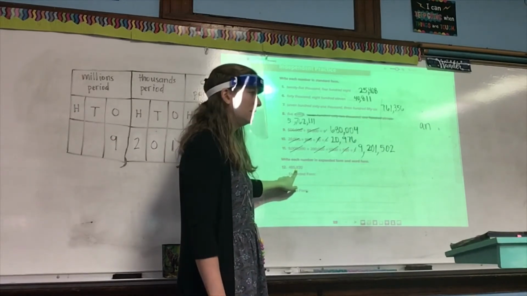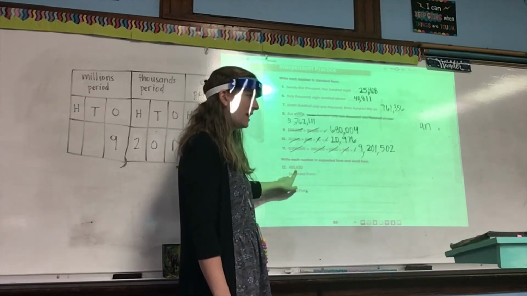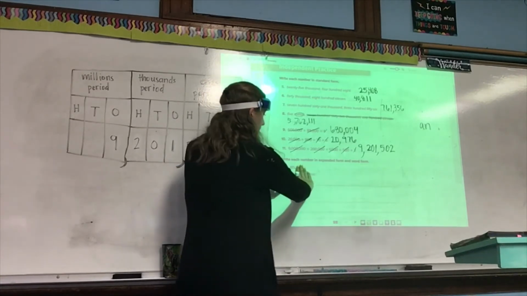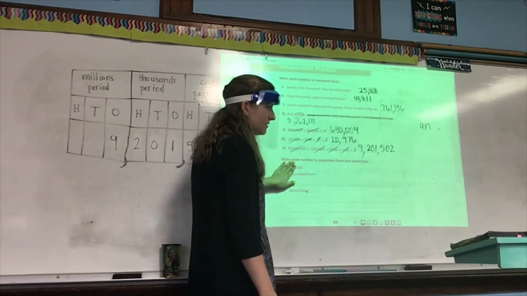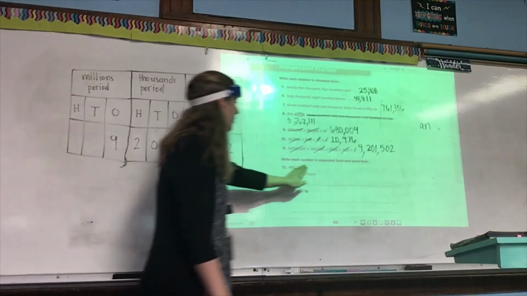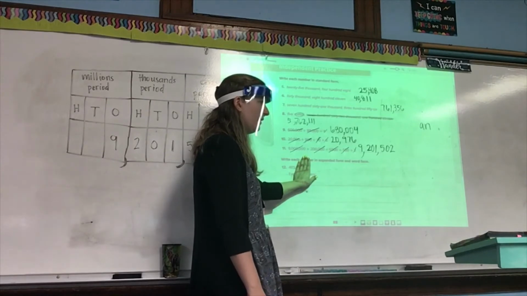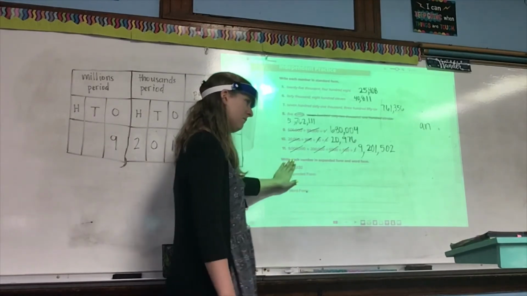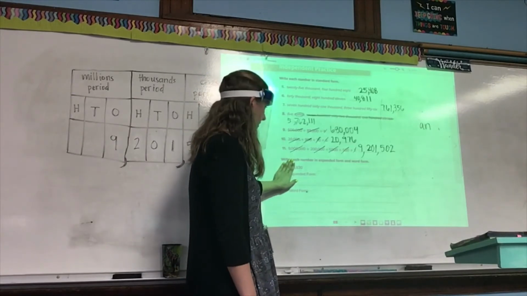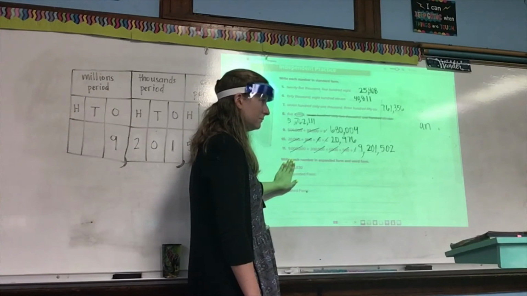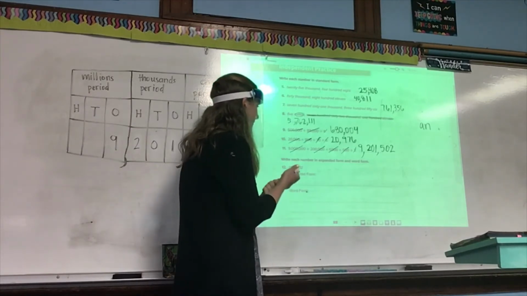Thousand or million? How many sets of numbers do we have? We have 1 set and we have 2 sets. So that means we have thousands. So 485, and then 830. So we have 485,830.